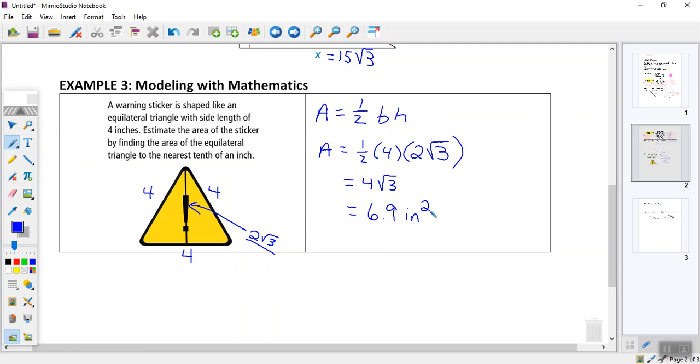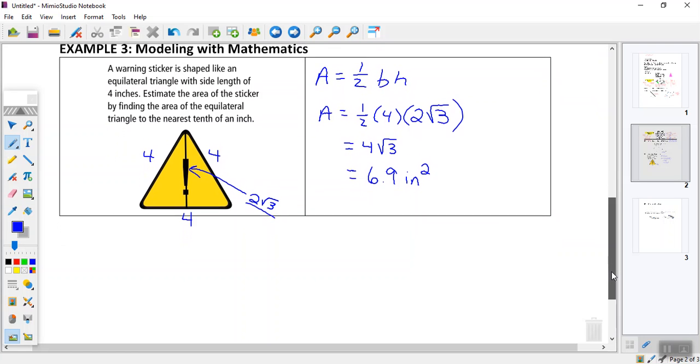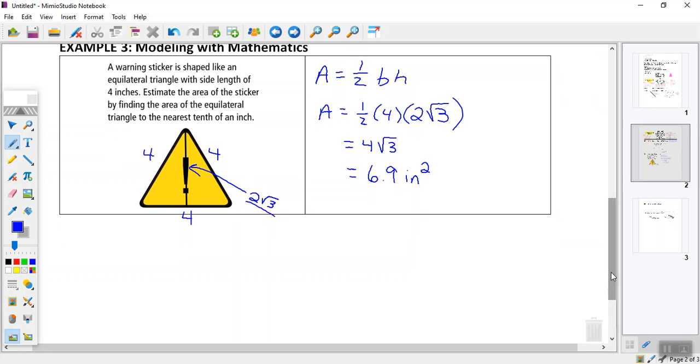Okay, 2 types of triangles today. What's one of them? Isosceles. They are isosceles. There's one of them. Right isosceles. 45, 45, 90.